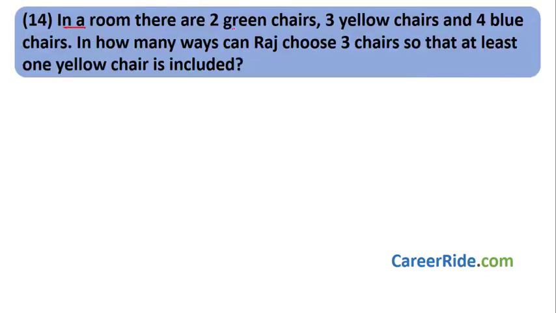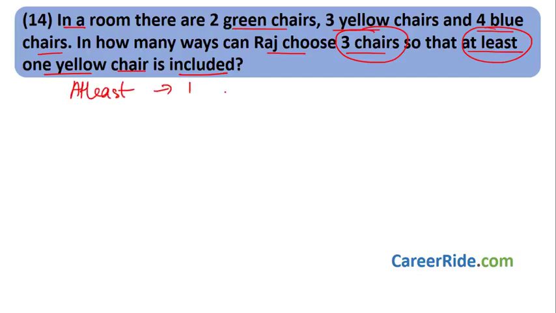In a room, there are 2 green chairs, 3 yellow chairs and 4 blue chairs. In how many ways can Raj choose 3 chairs so that at least 1 yellow chair is included? Again, very similar to what we had seen in probability as well as earlier. Here they have given that Raj needs to choose 3 chairs and at least 1 yellow chair should be there. At least 1 yellow chair means there can be 1 yellow chair or 2 yellow chairs or 3 yellow chairs.